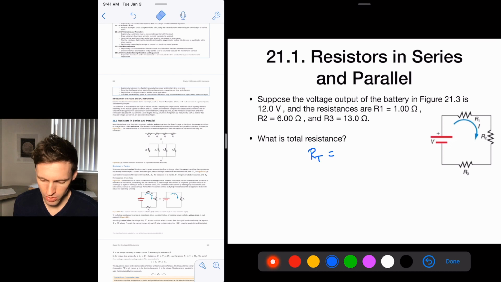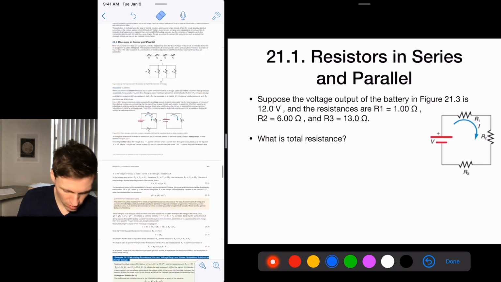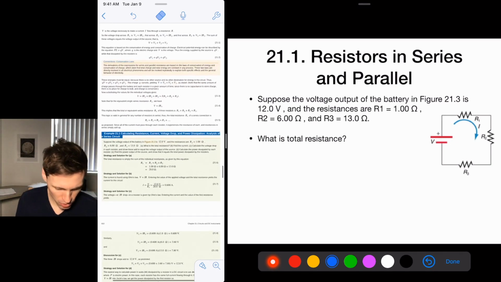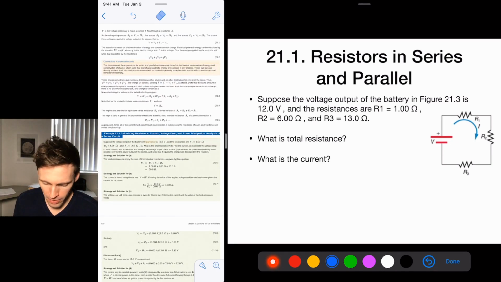Our total is just going to be 1 plus 6 plus 13, and all of those have units of ohms. So that's the total resistance, and we've got this example right here. So that should be 20 ohms, okay? So what's the current then through it? So we have that the resistance is 20 ohms, added together.